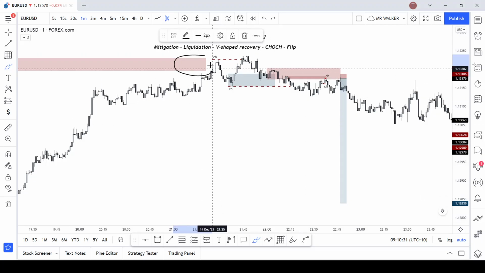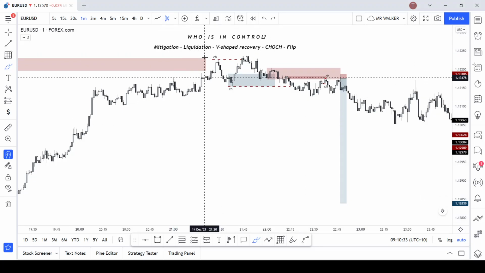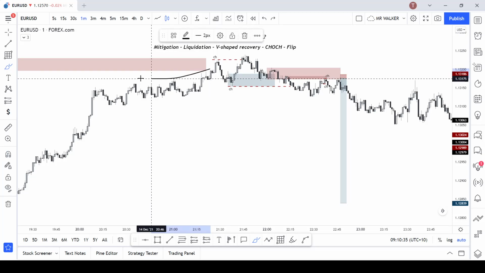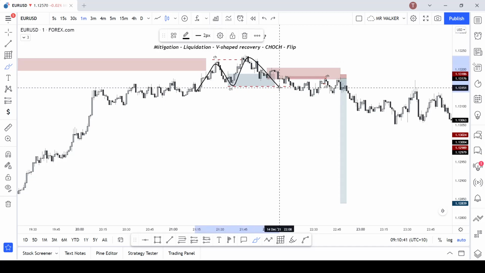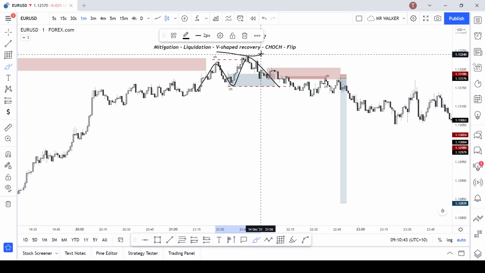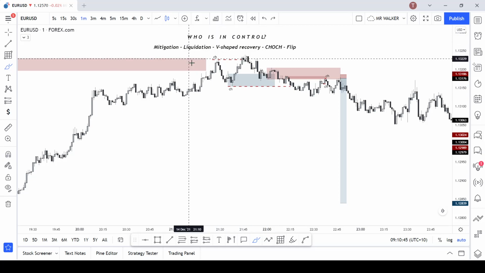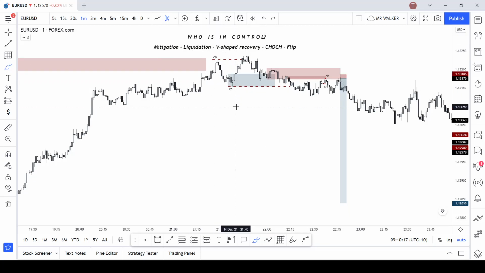We mitigate the supply. We liquidate these highs. As you can see, we show some V-shaped recovery, which means that the aggressive rejection from the supply zone shows that there is an intention to bring the price to the downside in this case, or to reverse the price.